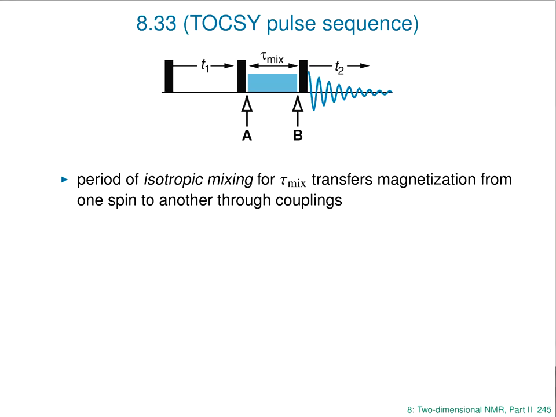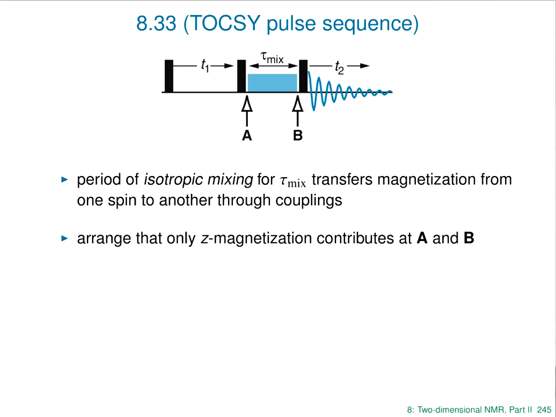Now the TOCSY pulse sequence looks like this. It's similar to COSY to start with. You do 90, t1, and then the mixing period consists of a period of a special pulse sequence which creates a thing called isotropic mixing. Isotropic mixing is a special kind of coherence transfer between coupled spins. So that pale blue period is an isotropic mixing period. And what we usually do is we arrange that before the isotropic mixing starts, we only have Z magnetization. That's at point A. And after the isotropic mixing, we also arrange only to have Z magnetization. And this would have to be done, for example, using phase cycling.